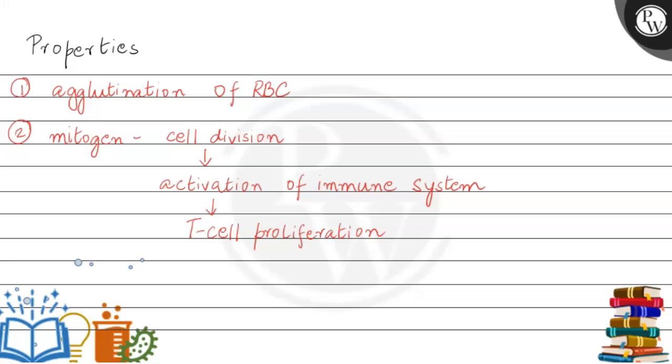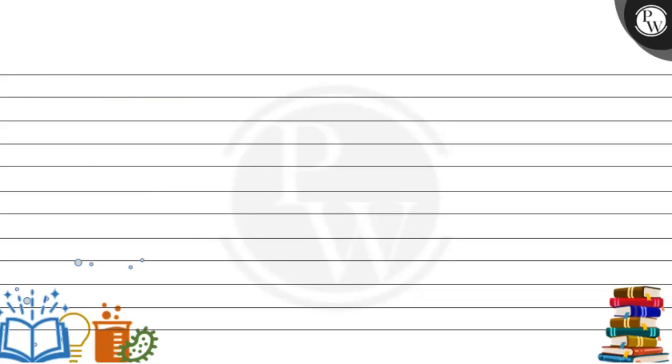Now the third property of concanavalin A is that it induces cell programmed apoptosis. So it can induce the cell death as well. So these are some of the properties of concanavalin A. Now if we look at the options, then the first option says alkaloids.